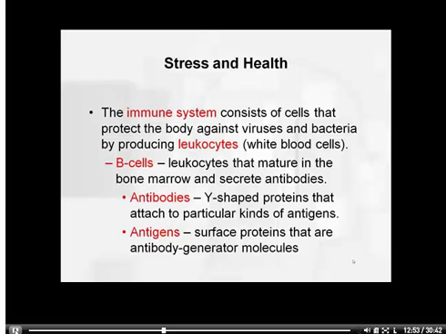So let's review what you should know off this slide. You don't need to know it word for word, but what you need is what is the immune system. It's cells that protect the body against viruses and bacteria, and what it does is it produces white blood cells. And then try to remember B cells are made in the bone marrow and they produce these things called antibodies, which are Y-shaped proteins. The Y-shaped proteins are searching the body for anything that looks foreign.